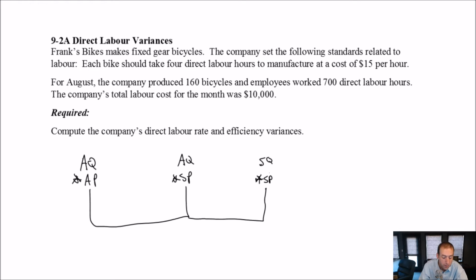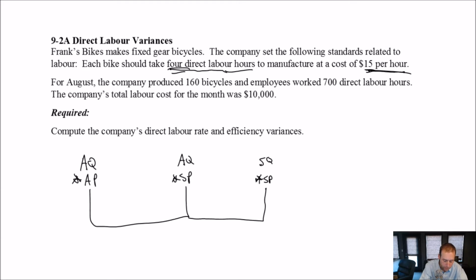So let's do it. Frank's Bikes makes fixed gear bicycles. The company set the following standards related to labor. Each bike should take 4 direct labor hours to manufacture at a cost of $15 per hour. Well, there's my standard price. Remember, when we did materials, our standard quantities were always like kilograms or liters or pounds. Well, with labor, our standard quantities are always hours. So our standard quantity is 4 direct labor hours. Our standard price is our rate per hour, $15 per hour.